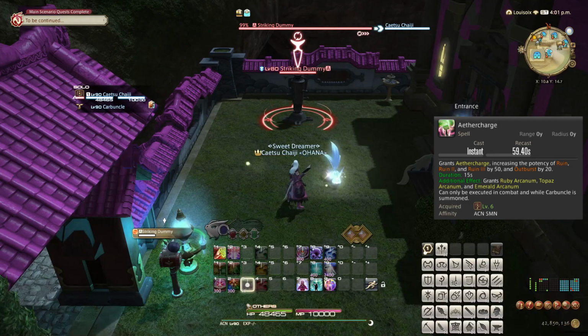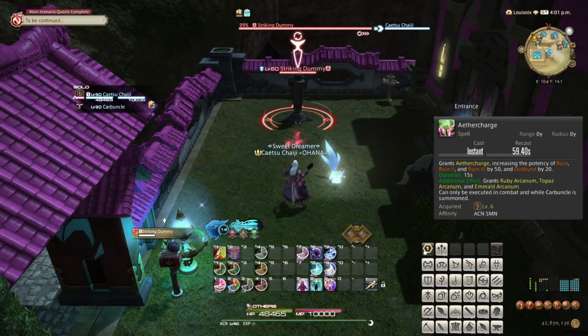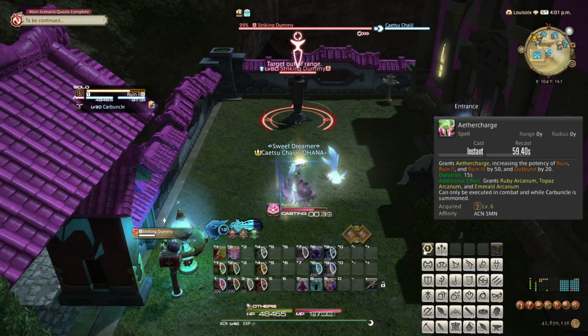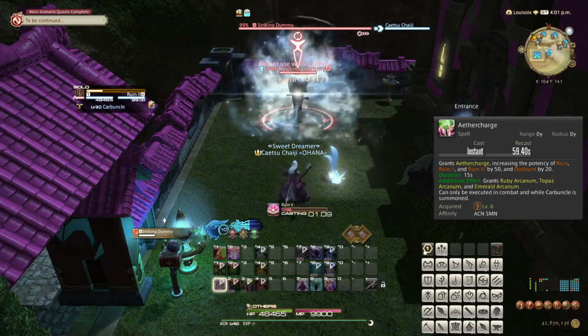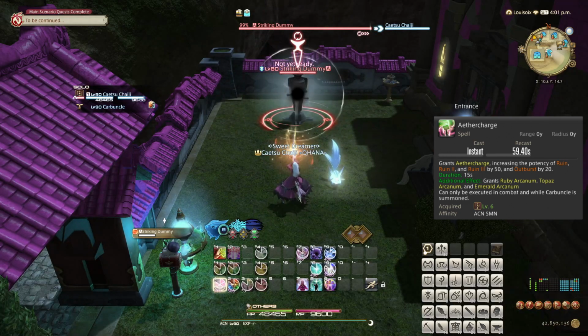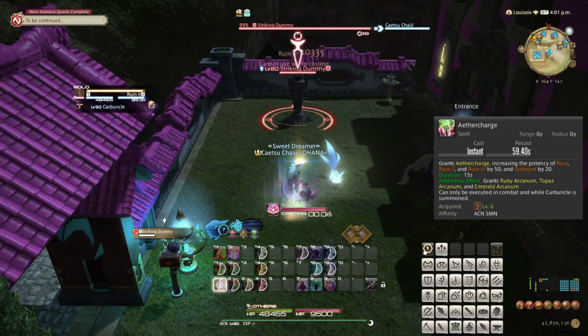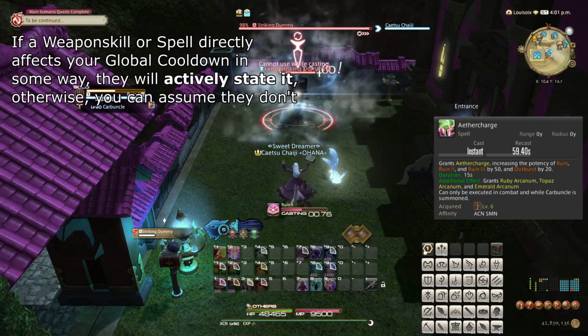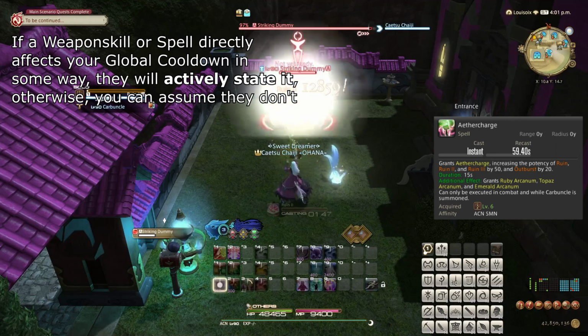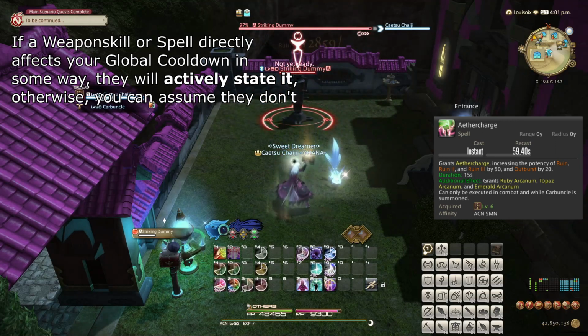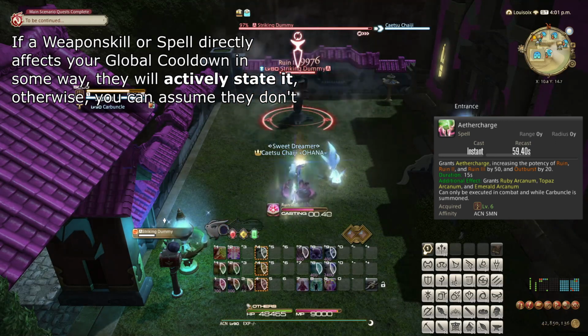In fact, take a look at the Arcanist's Aether Charge. It does not state that it does not share cooldown with any other actions like Gnashing Fang does, but it does work in the exact same way. Simply put, if a weapon skill or spell has a longer cooldown than 2.5, then it will explicitly state if it does apply to your other weapon skills or spells.